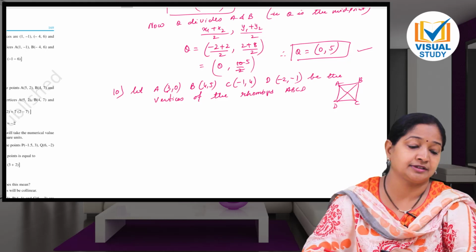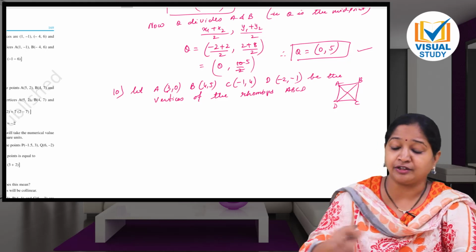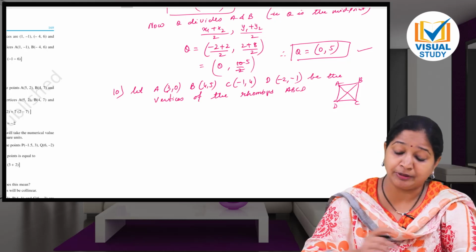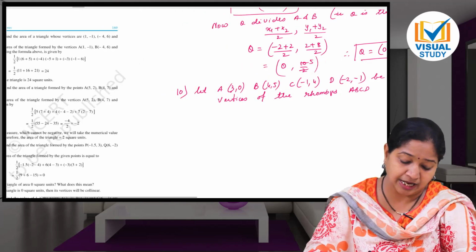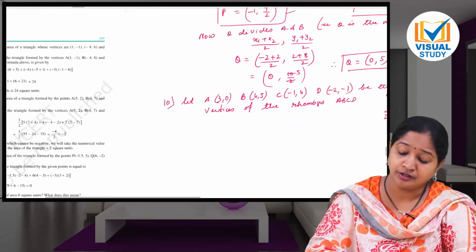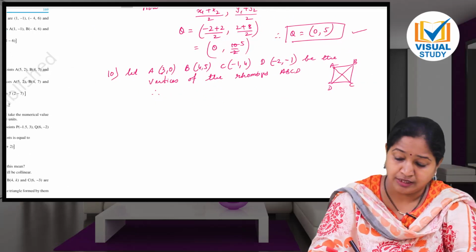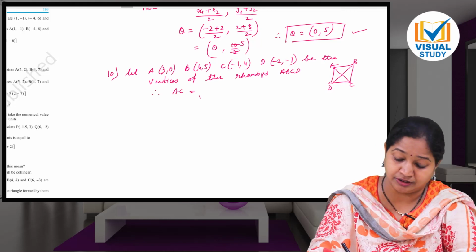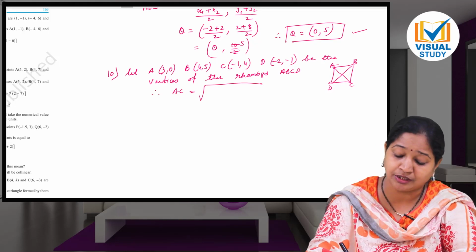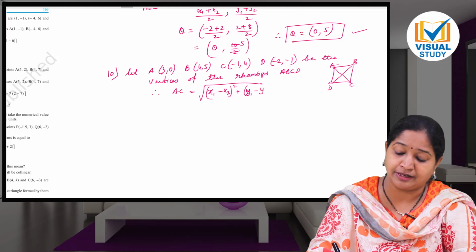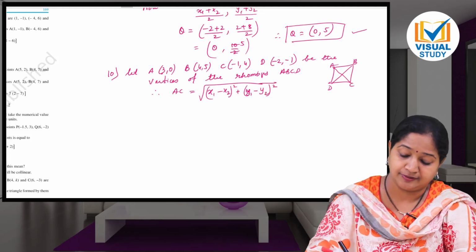Now, A, B, C, D. These are the diagonals. By distance formula, we can find out the distance of AC and BD, because what is the area of the rhombus? That is half into product of the diagonals. So, we have to find out the product of the diagonals. So, AC is equal to, by distance formula, we use this. What is our distance formula? That is x1 minus x2 whole square, anything we can use, no? Plus y1 minus y2 whole square.